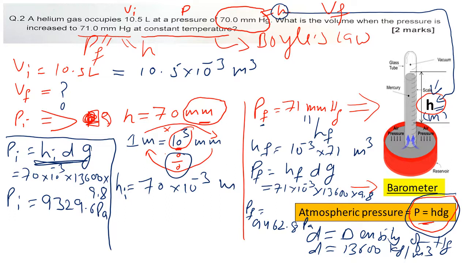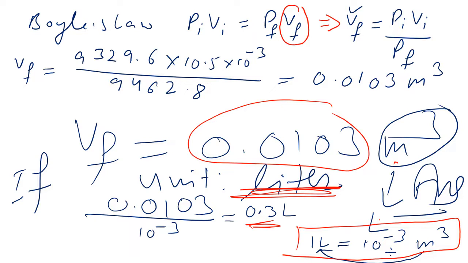And this volume also you have to change in meter cube. So this will be 10.5 into 10 to the power minus 3 meter cube. Now you have to use Boyle's formula for this. Boyle's law is Pi Vi equal to Pf Vf. So here you have to find this Vf.